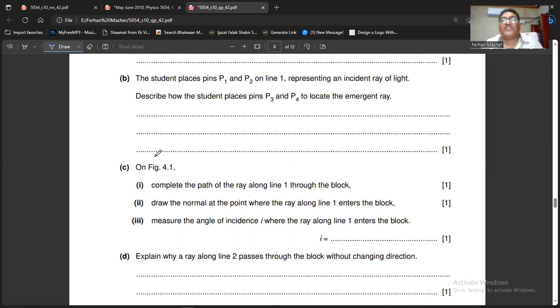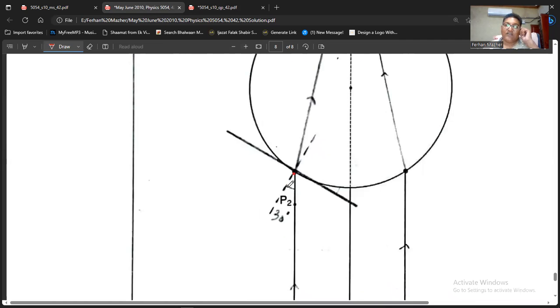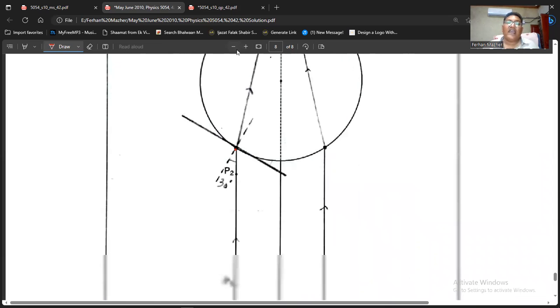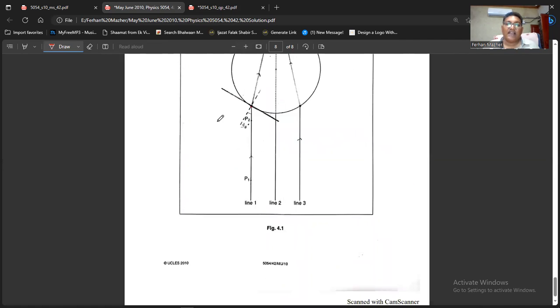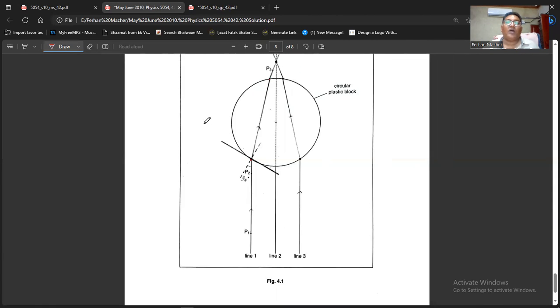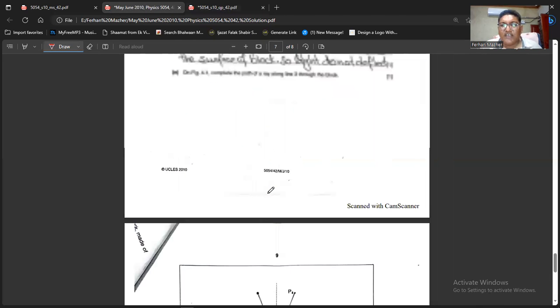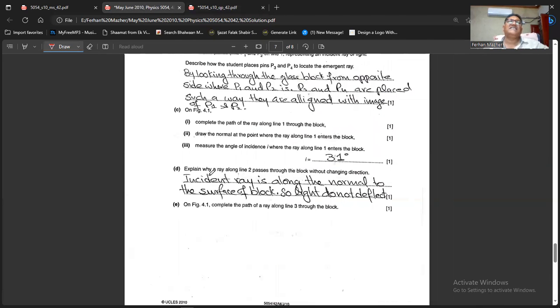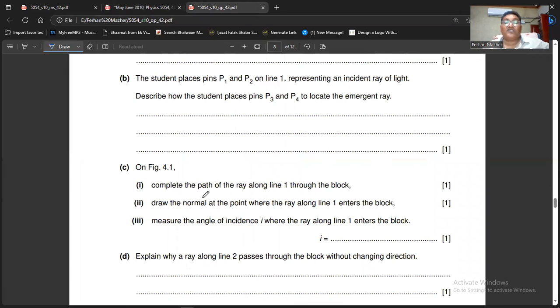Measure the angle of incidence i where the ray along the line 1 enters the block. If you want to measure the angle of incidence, this is the angle of incidence. The angle of incidence is the angle between the incident ray and the normal. We have measured it, and that is approximately 31 degrees.